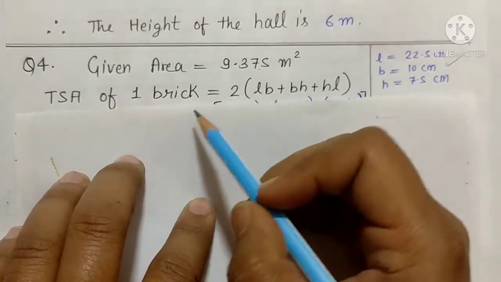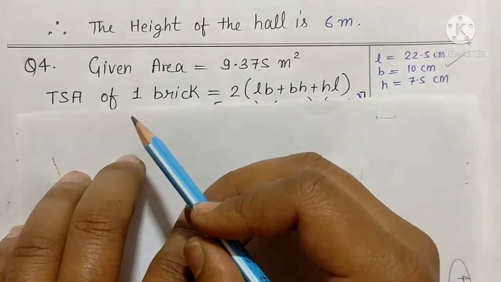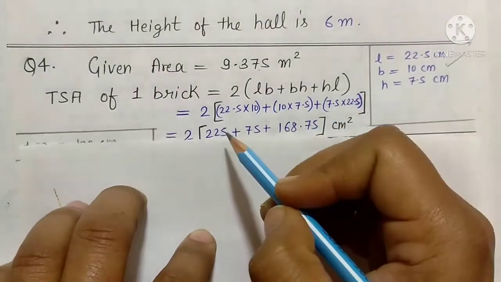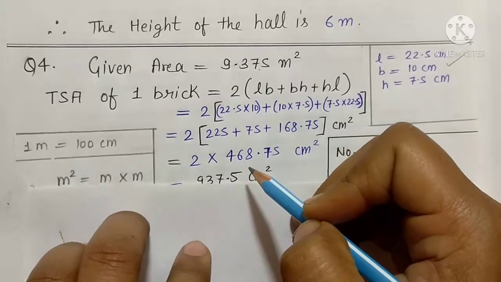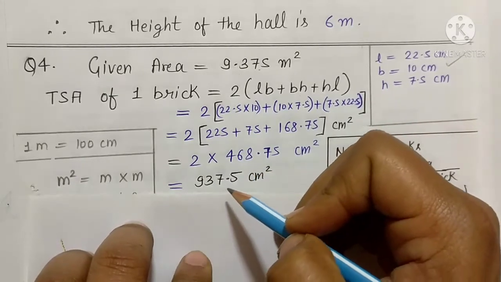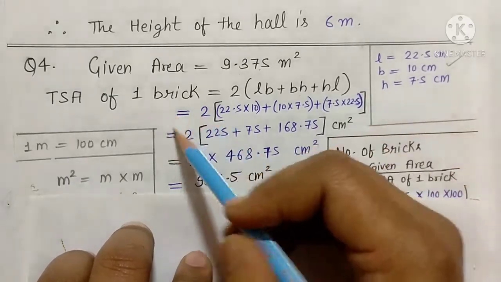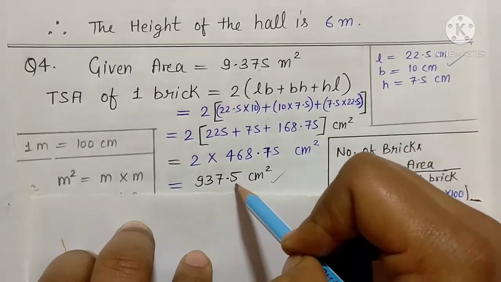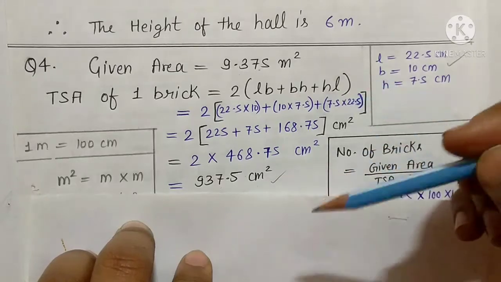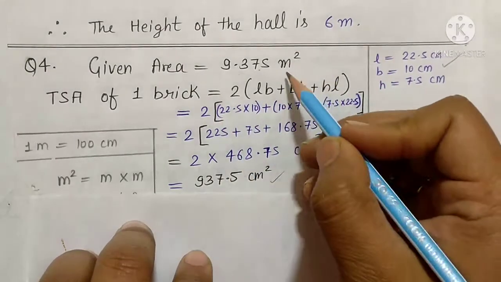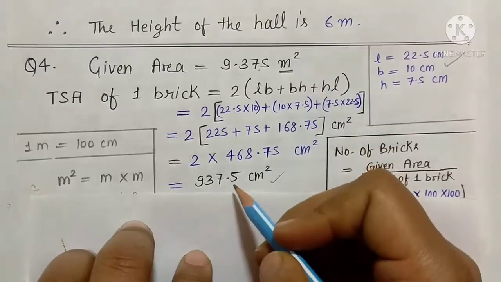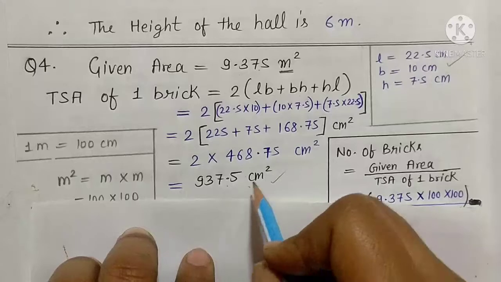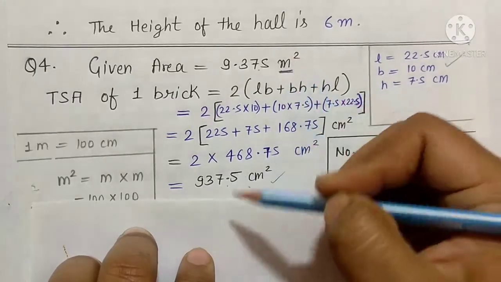Using this I am going to find the TSA, the total surface area of one brick. So 2 into LB plus BH plus HL, then we put the values and we get 2 into 468.75, which means 937.5 centimeter square. This is the area of one brick. Now remember the given area is in meter square, and the TSA is in centimeter square. So it's better if we convert this meter square into centimeter square.